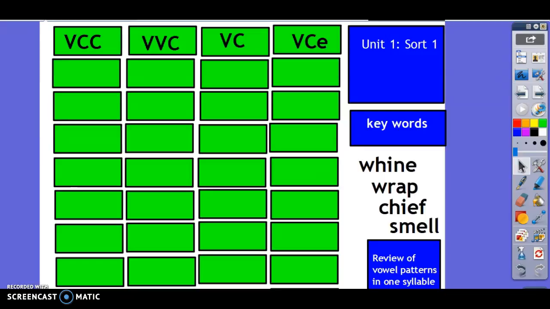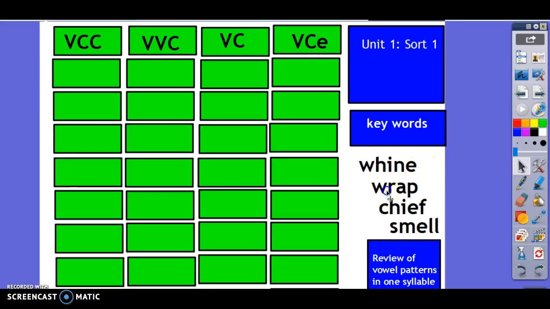For this first sort that you will be doing today, it will be a review. We're looking at one-syllable words with vowel and consonant patterns. The first one we are looking at is a vowel, consonant, consonant. The next one would be a vowel, vowel, consonant. The next column would be a vowel, consonant, and then this last one is a vowel, consonant with the silent E on the end of the word. Now remember, these are one-syllable words, and we're looking at a pattern starting with the vowel.